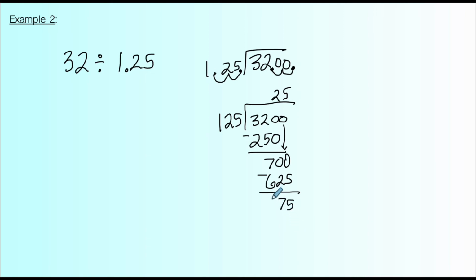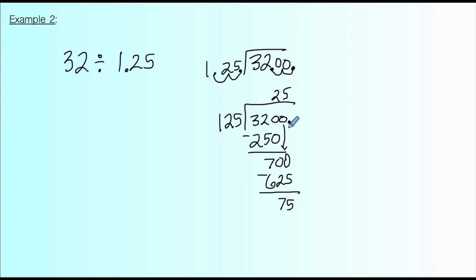And we don't deal with remainders. We're going to get an actual final answer here. So since there are no more zeros to bring down, and I need one because 125 can't go into 75, I'm going to add a decimal here because I don't want to change this. This is 3,200. I can't just add a 0 because then it would be 32,000.